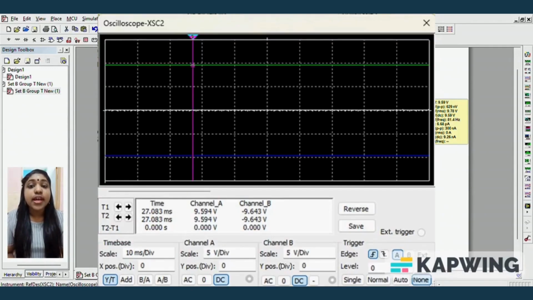The oscilloscope reading is showing the voltage measurement for the final DC output. Channel A exhibits a distinctive waveform characterized by a flat line rather than a sinusoidal pattern, indicating a continuous direct current voltage of 9.594 volts. Channel B presents a waveform that, like channel A, manifests a flat line on the display but with a negative polarity, which is negative 9.643 volts.